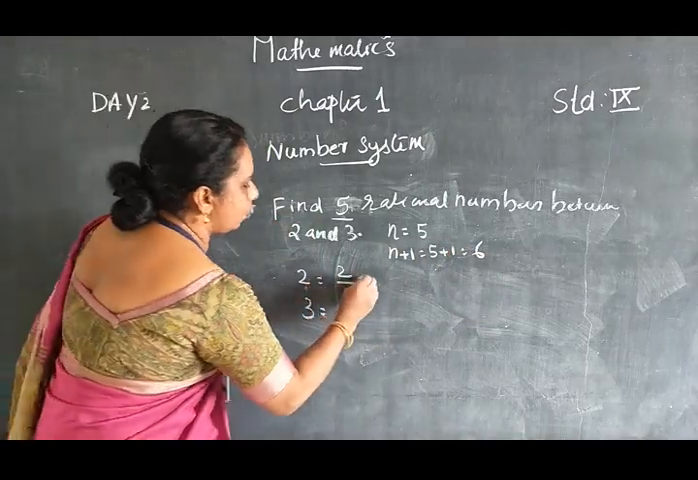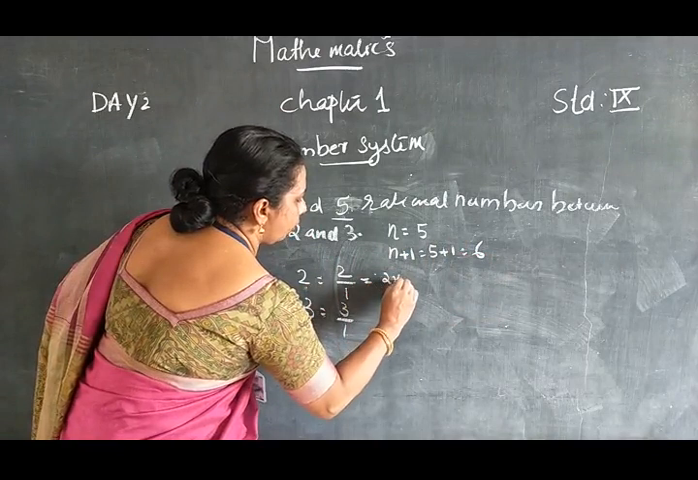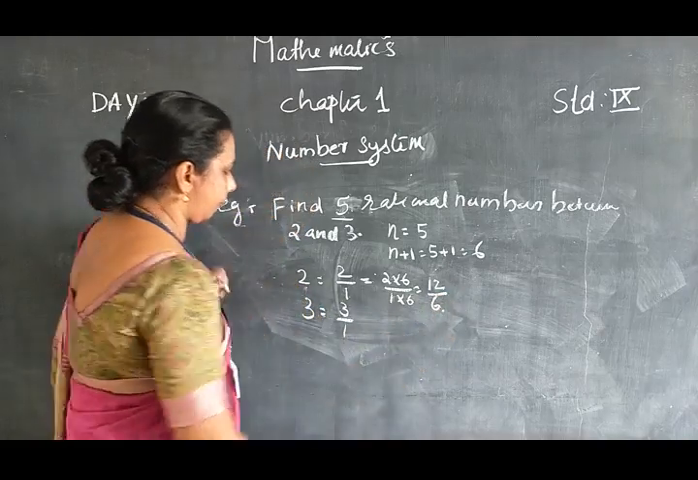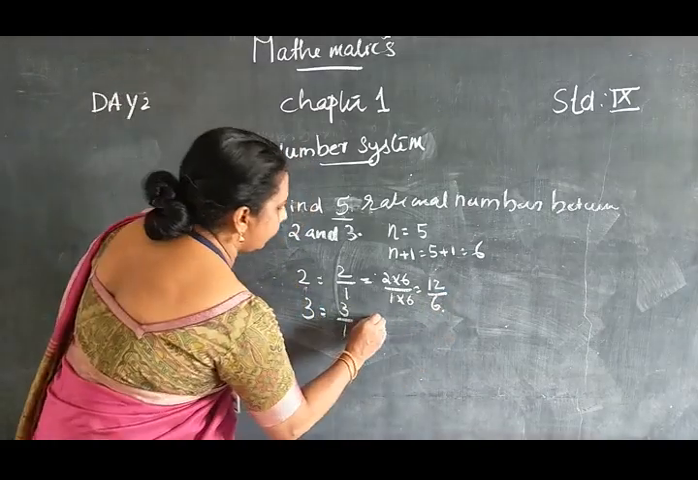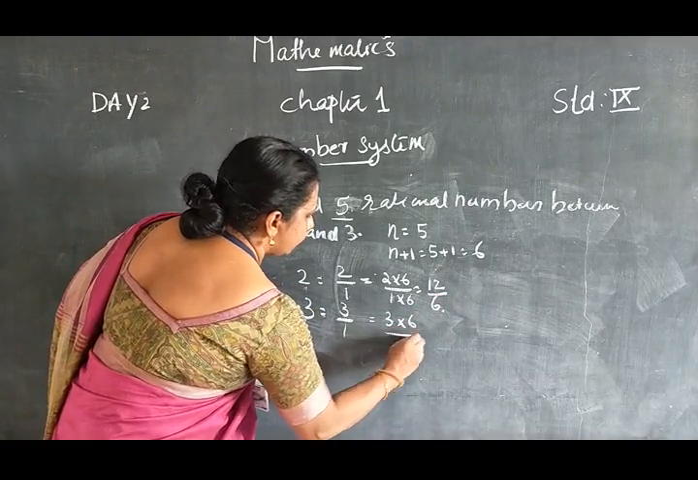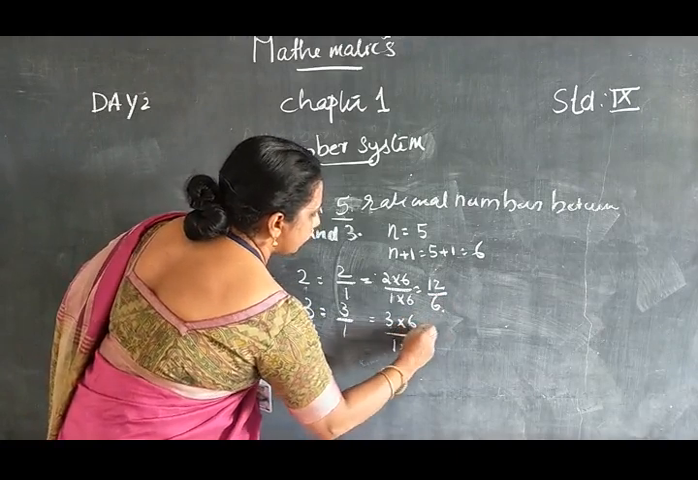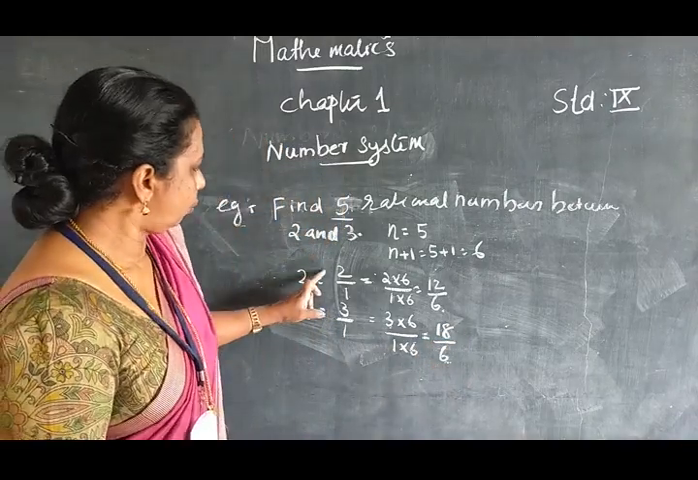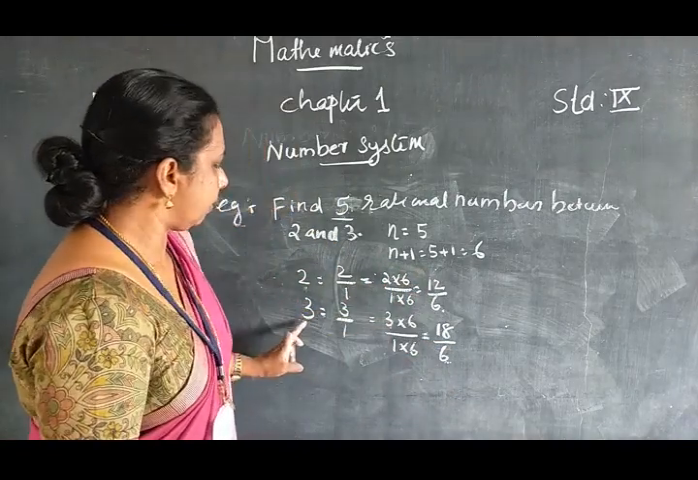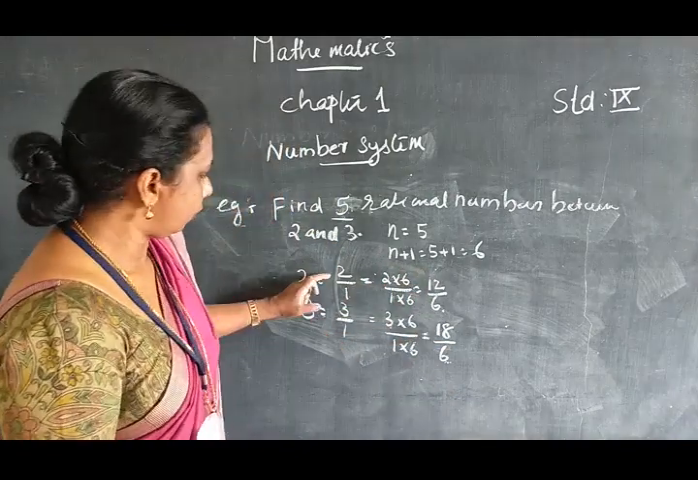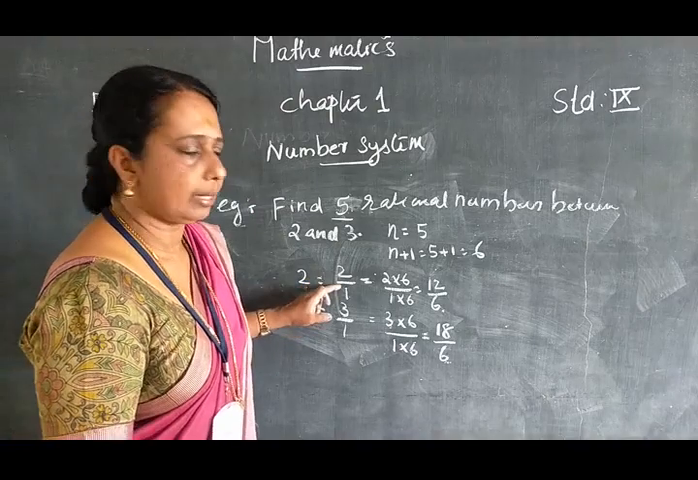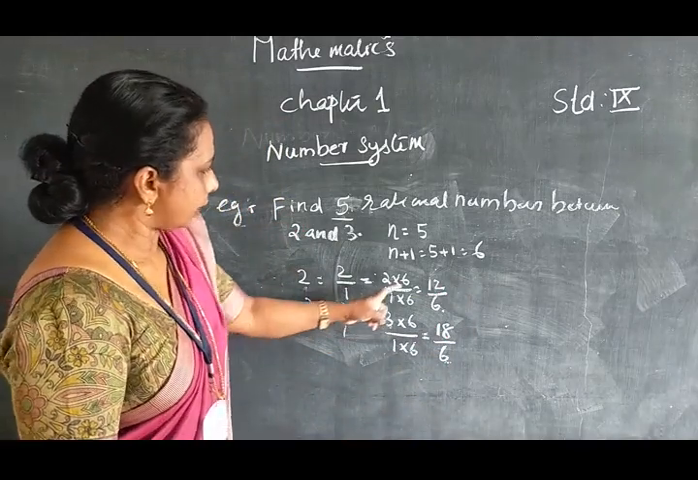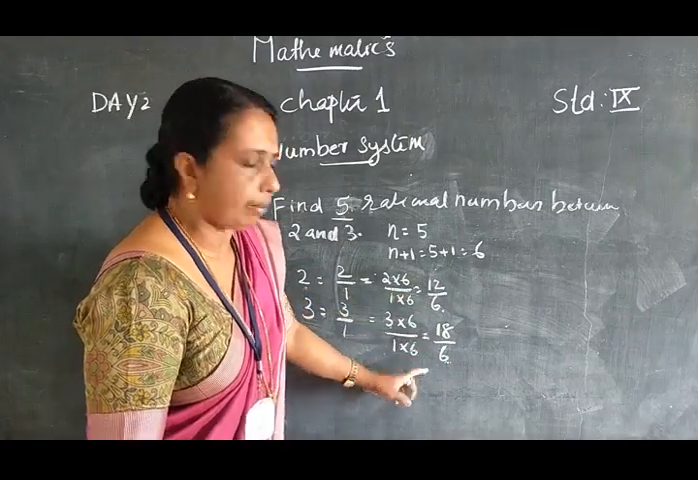First rational number 2 by 1: multiply the numerator and denominator, 2 into 6 by 1 into 6, that is equal to 12 by 6. Second number 3 by 1: multiply, 3 into 6 by 1 into 6, that is equal to 18 by 6. So 2 becomes 12 by 6 and 3 becomes 18 by 6. When you multiply the numerator and denominator by the same number, there is no change in value.